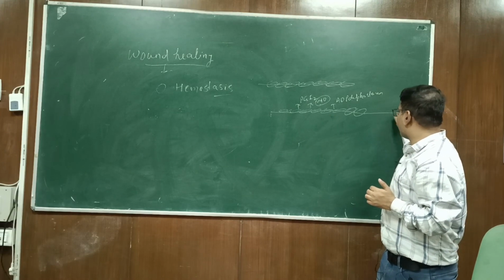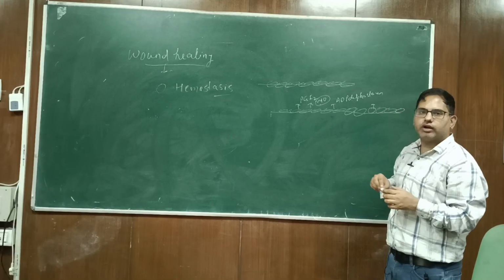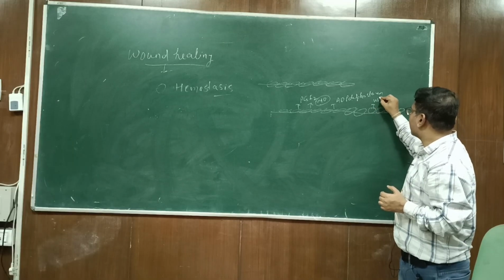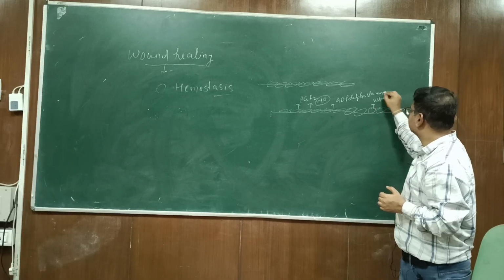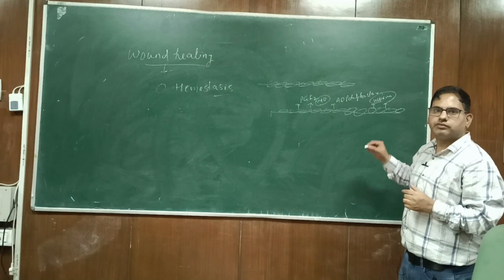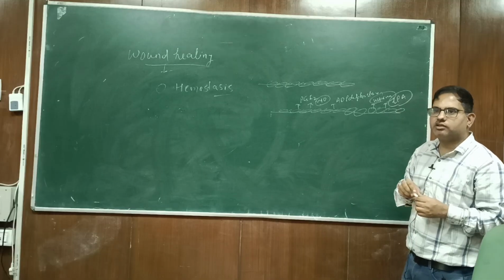And there are anticoagulant factors as well which are released by endothelium. Anticoagulants are heparin and TPA. TPA is tissue plasminogen activator.